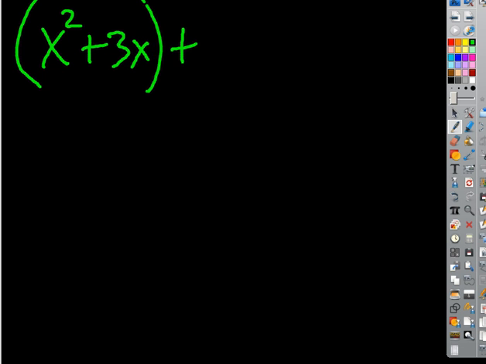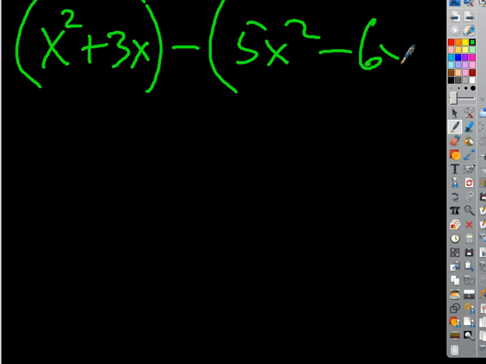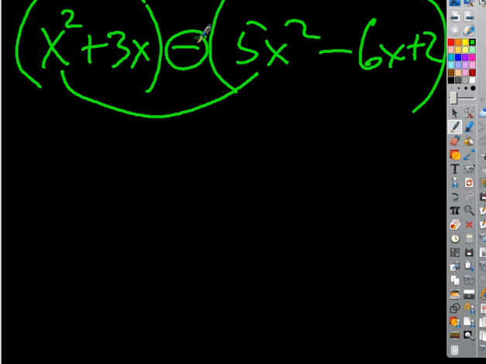Let's look at one slightly different. How about x squared plus 3x plus... no, make it minus 5x squared minus 6x plus 2. Okay? So my like terms are my squared terms. I'm subtracting. So x squared minus 5x squared is negative 4x squared.